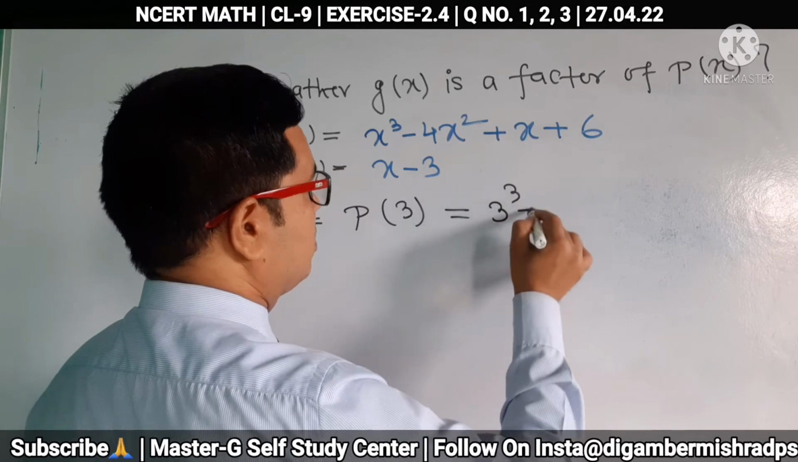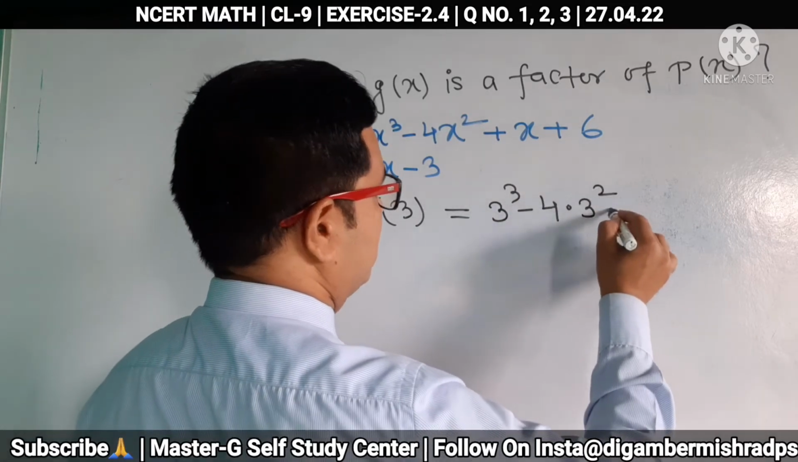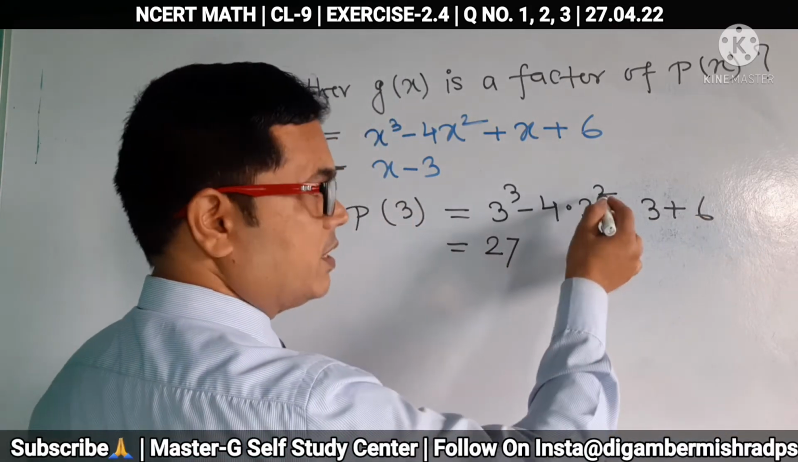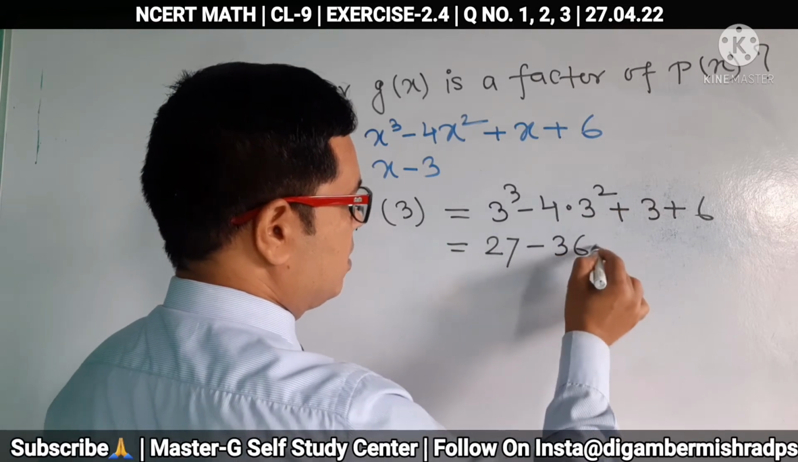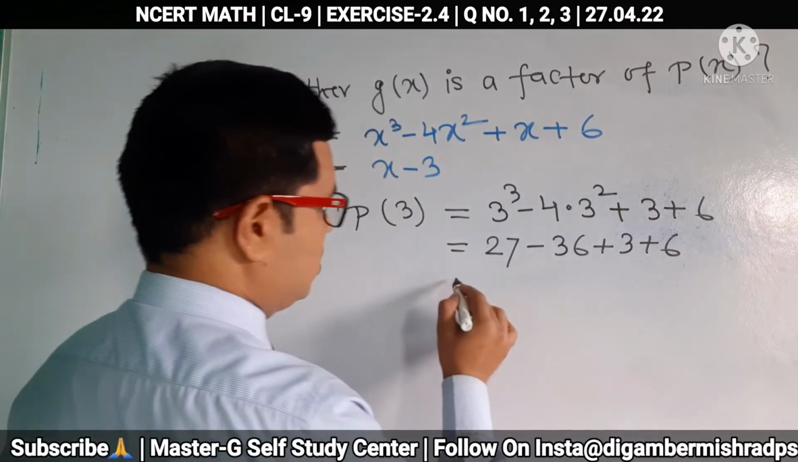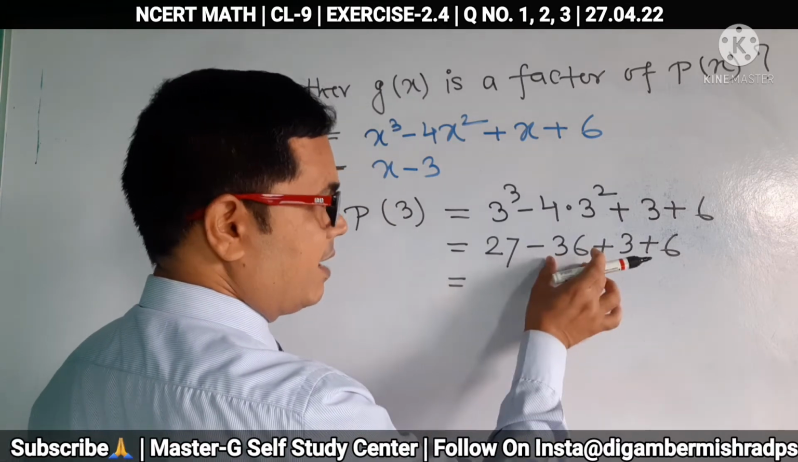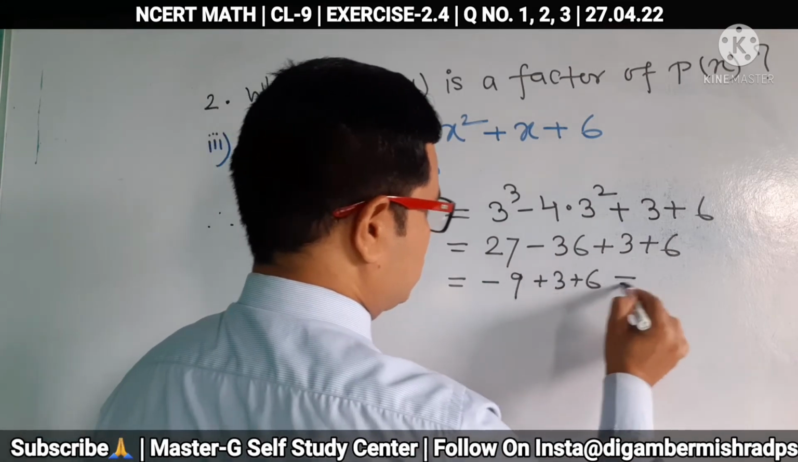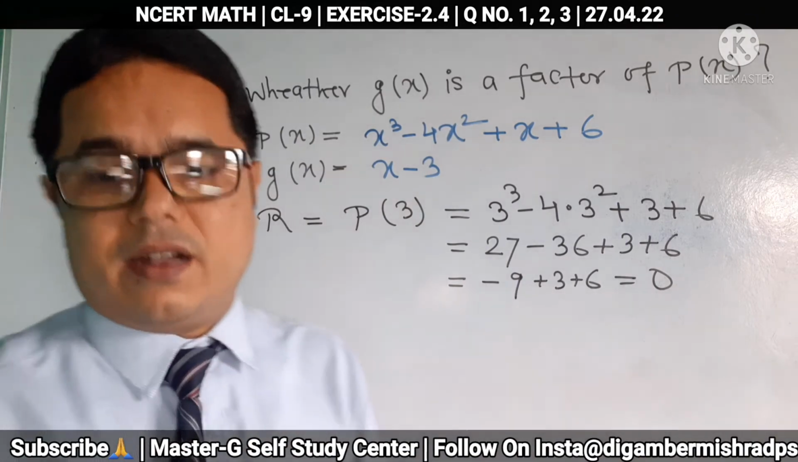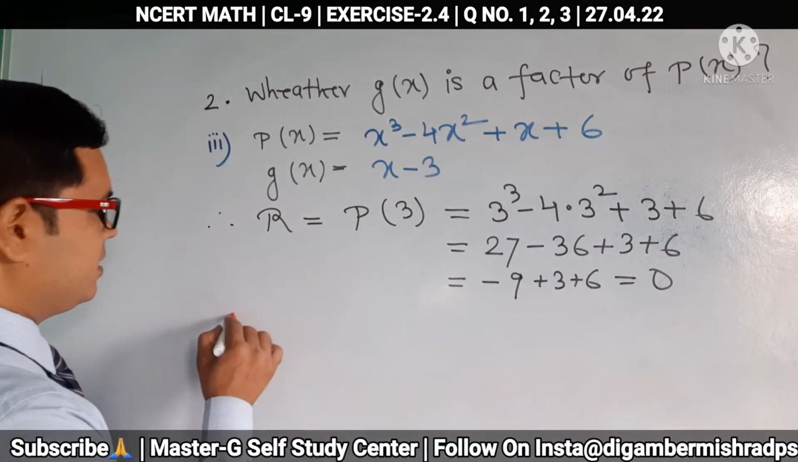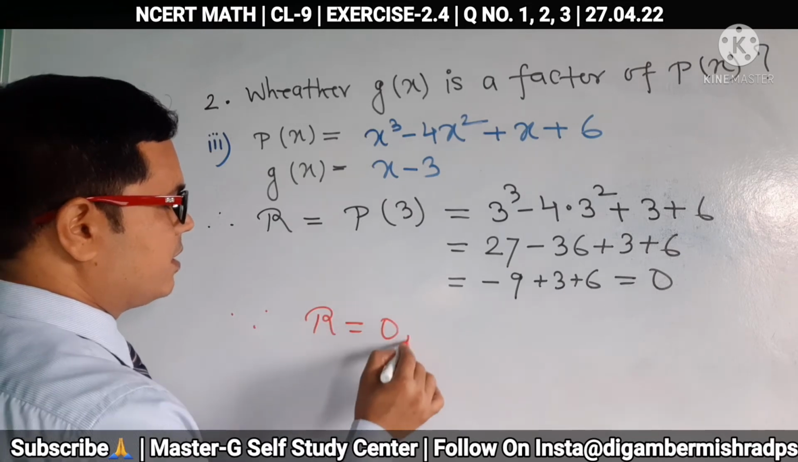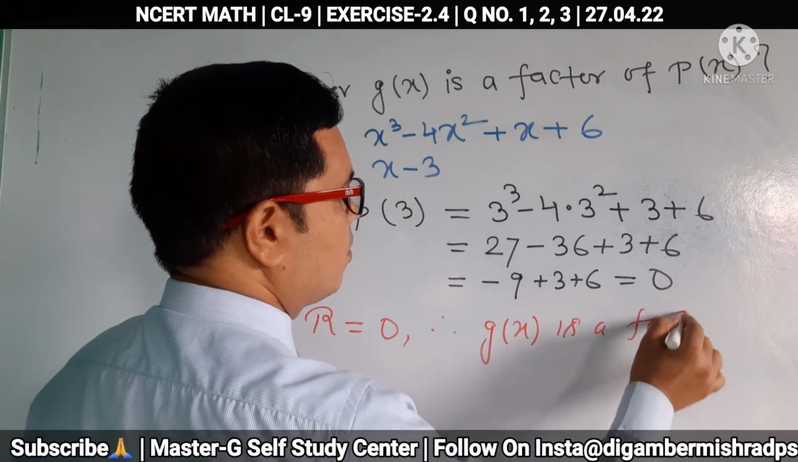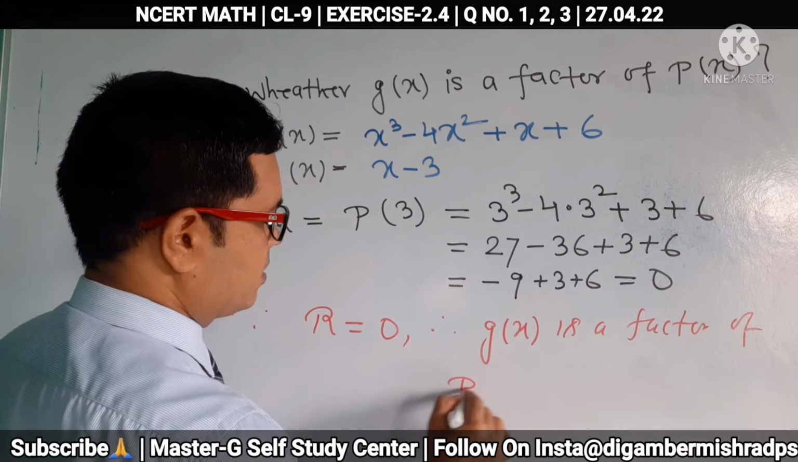So this will be 3 cube minus 4 into 3 square plus 3 plus 6. So 3 cube is 27, 3 square is 9, and 9 fours are 36, plus 3 and plus 6. So it will be 27 minus 36 is minus 9, plus 3 and plus 6. So here also we are observing the remainder has come 0, right? So we will write, since in this case also the remainder is equal to 0, therefore g(x) is a factor of p(x).